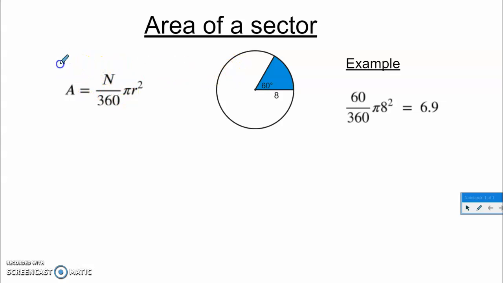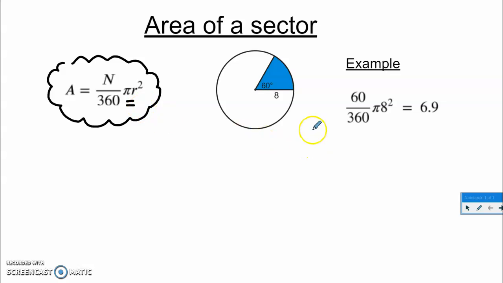So this is the formula that we're using. N is equal to the angle, so the angle divided by 360, and then pi r squared, that's how you find the area of the entire circle. In this example, I would be doing 60 degrees divided by 360. That's going to tell me the fraction of the circle. This is the entire area of the circle, so pi r squared. And then just plug that into the calculator and get your answer.